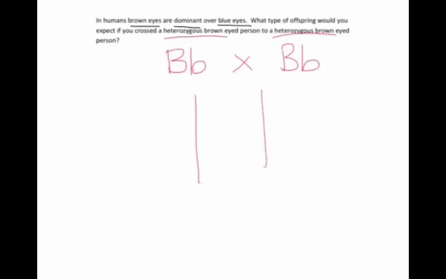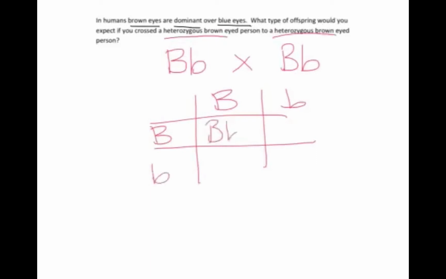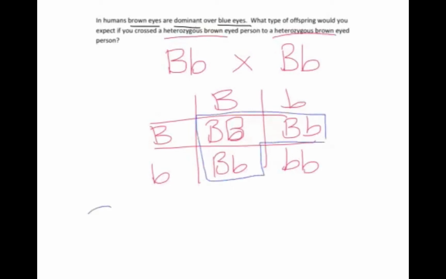So we need to draw our Punnett square, put our alleles in here, and do the crosses: big B little b, big B little b, oops, that should be a big B little b, and little b little b. So what type of offspring would we expect if we cross these two? We can see here we have three brown eyes to one blue-eyed offspring.